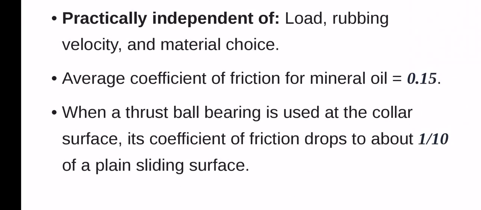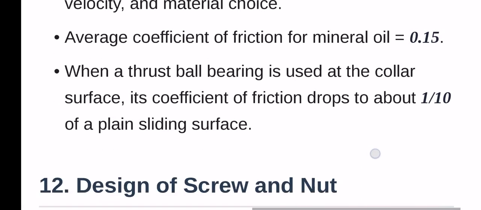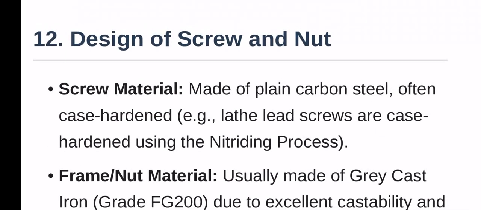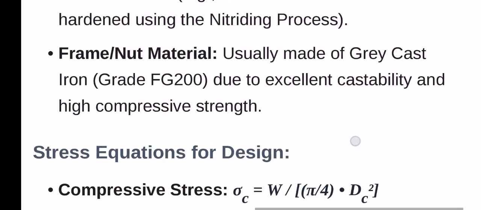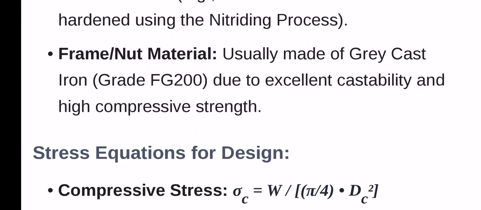The average coefficient of friction for mineral oil is 0.15. When a thrust ball bearing is used at the collar surface, its coefficient of friction drops to about 1/10 of a plain sliding surface. Design of screw and nut. Screw materials are made of plain carbon steel, often case hardened. For example, lathe lead screws are case hardened using the nitriding process. Frame or nut materials are usually made of gray cast iron grade FG200 due to excellent castability and high compressive strength.